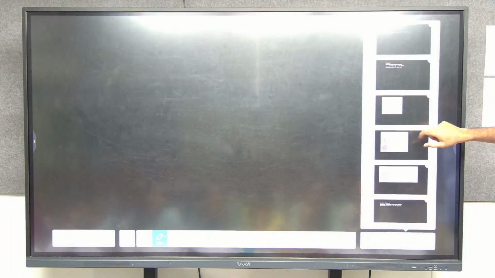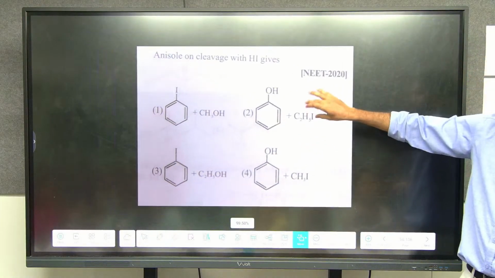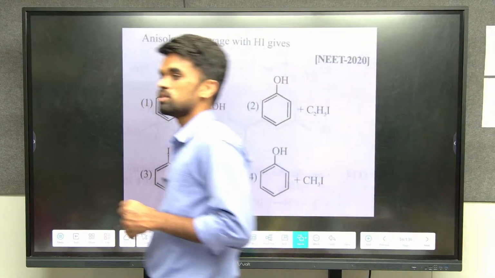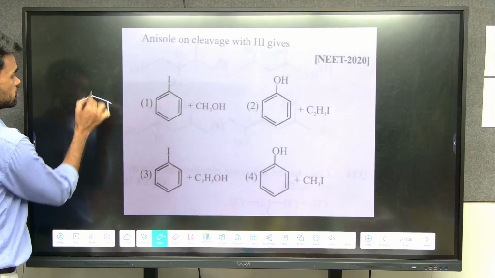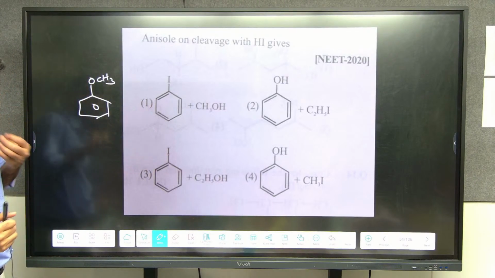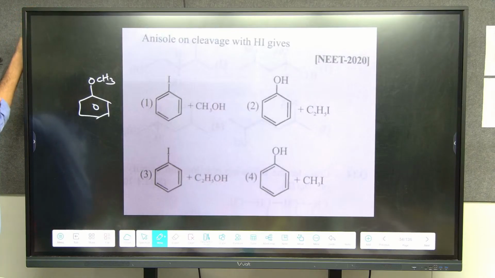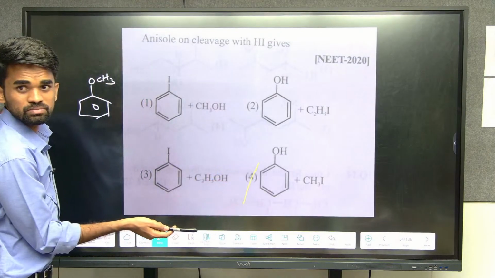Okay. See, this is a neat previous year question. Anisole means what is the formula? CH3, that is toluene. OCH3. Methoxybenzene is anisole. This is anisole, right? Tell me which method is proper for this preparation. Which option? Fourth option, perfect. Just now we discussed this one.